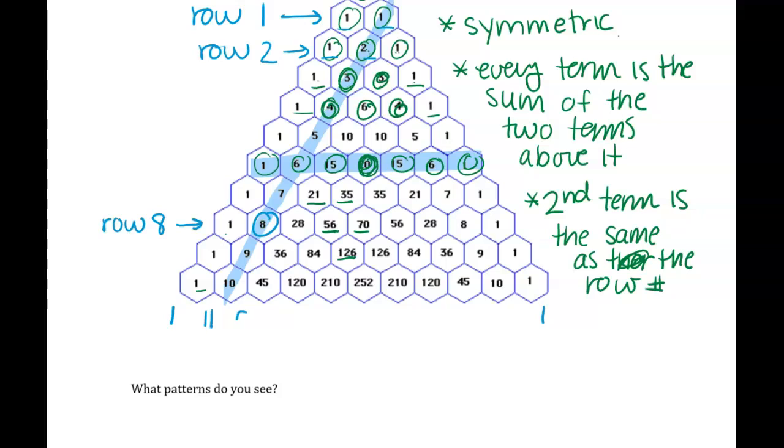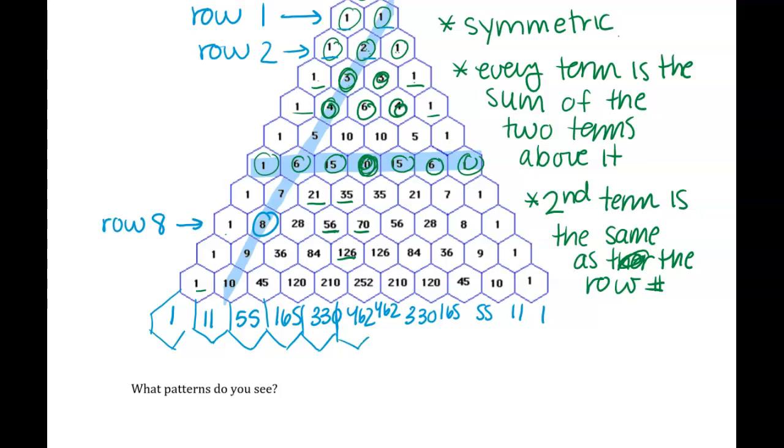Okay, so you should end up with 55, 165, 330, 462, 462, if only I wrote smaller, 330, 165, 55, 11, and 1. Okay, and we could fill this in and make a nice picture, if we felt like it. That would be a continuation of our Pascal's triangle, but my pictures are bad as usual.